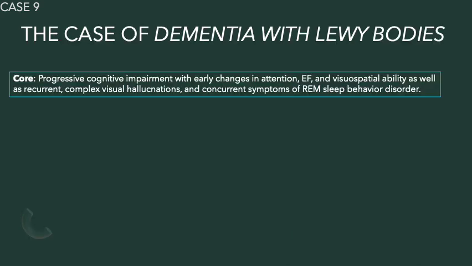So this is a case of dementia with Lewy bodies. The core feature is progressive cognitive impairment with early changes in attention, executive function, and visual spatial ability, as well as recurrent complex visual hallucinations and concurrent symptoms of REM sleep behavior disorder.